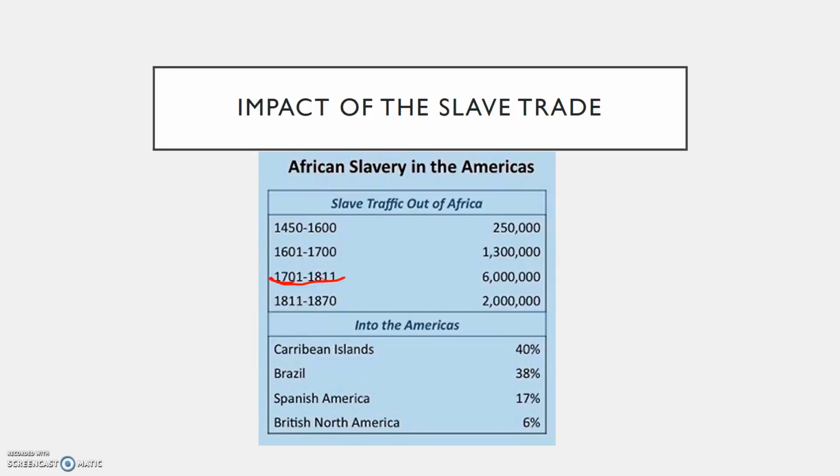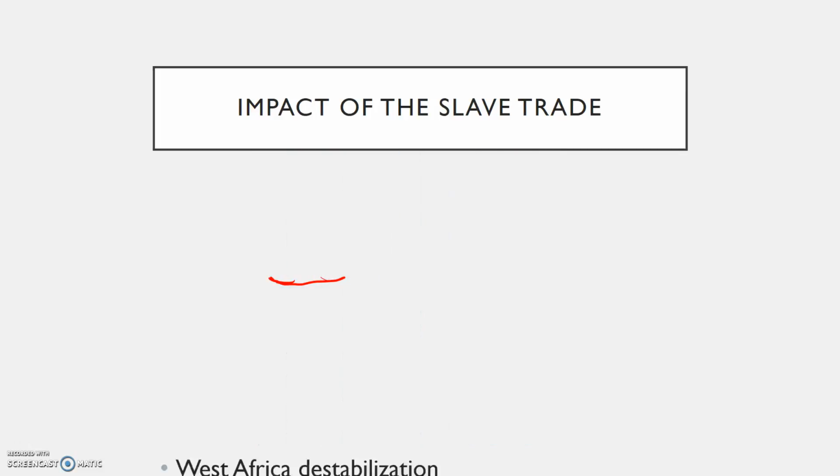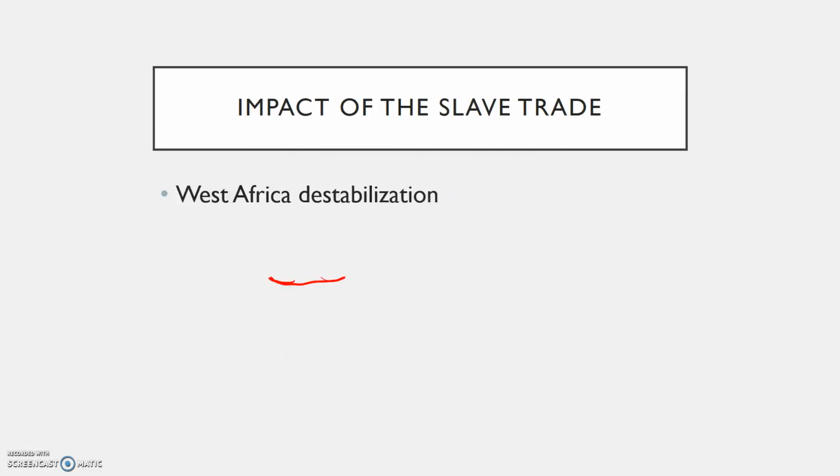Now, the effects of the slave trade in Africa varied from region to region, but overall, Africa suffered serious loss, especially due to West African destabilization. West African societies were the most vulnerable to slavers, and competition for slaves among Africans led to greater segmentation in the region.